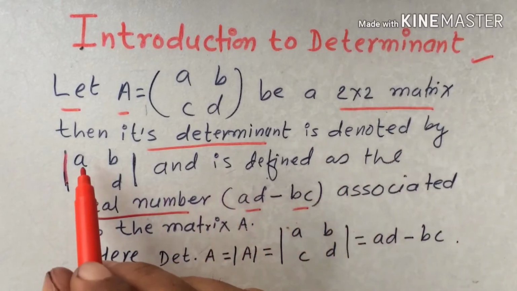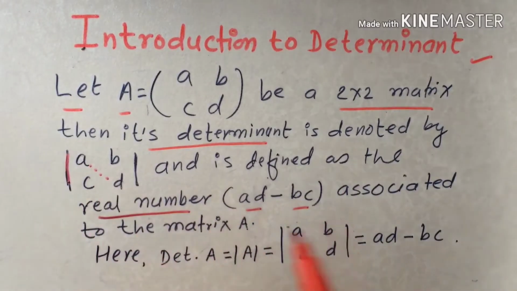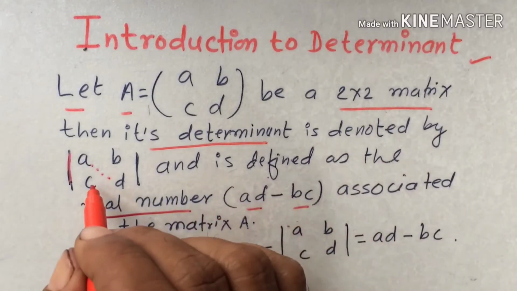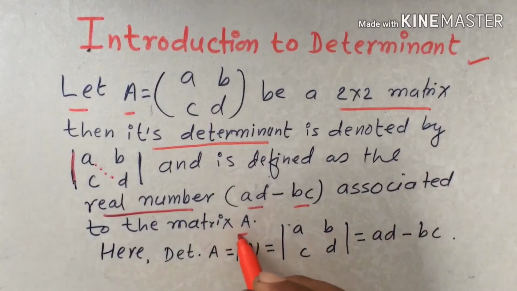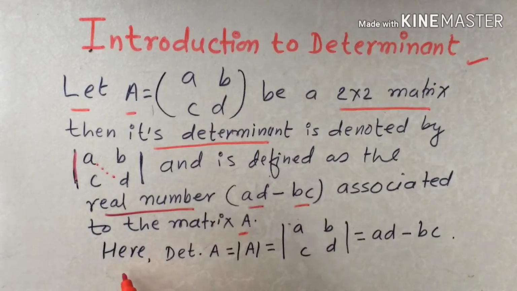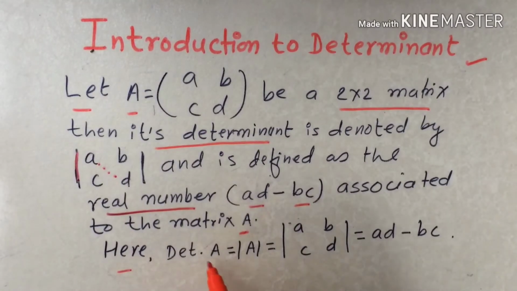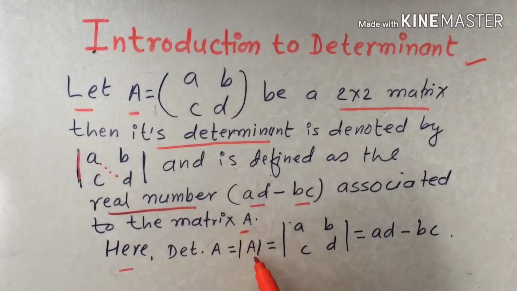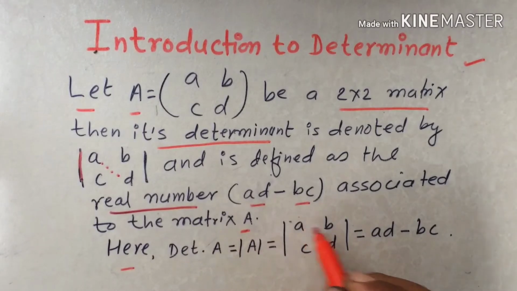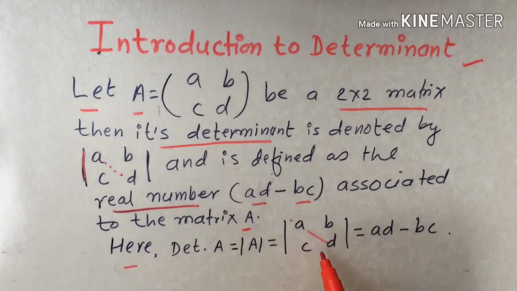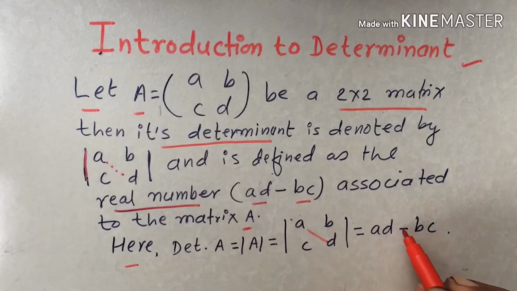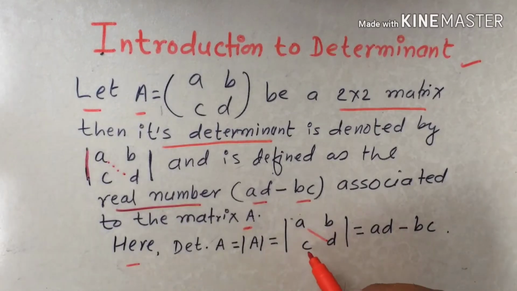That is, a times d minus b times c, which is associated to the matrix A. Then we write the determinant of A, that is |A|, equal to |a b; c d|. Here a is multiplied with d, and minus b multiplied with c.